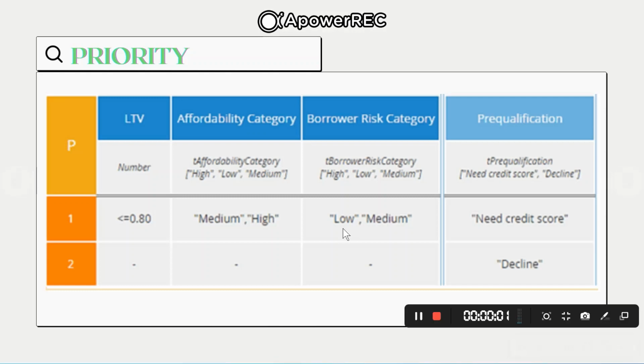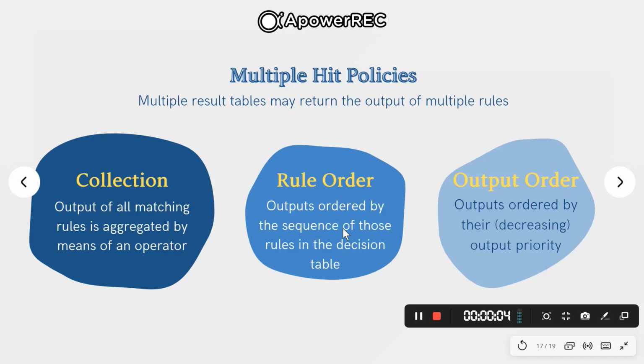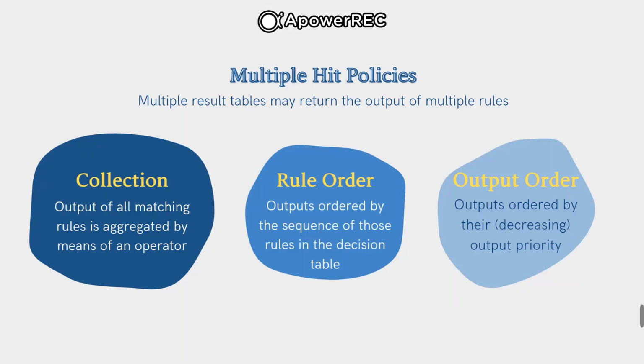With this, let's move on to discuss the next topic, which is multiple hit policies, where multiple result tables may return the output of multiple rules. We have three different types of multiple hit policies in Flowable, which are collect, rule order, and output order. Rule order is where all matching rules result in a list of outputs, which is ordered by the sequence of those rules in the decision table. However, the output order multiple hit policy is where matching rules result in a list of outputs which is ordered by their decreasing output priority.